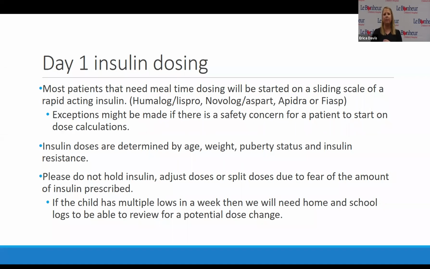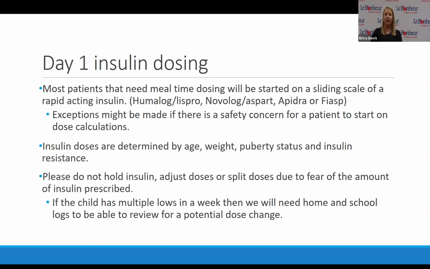These insulin doses are determined by their age, weight, puberty status, and insulin resistance, and they are tailored specifically to that child. And so we really do want you to go off of the orders. And if you're having issues with those orders, if they're dropping low, we need to know. The family needs to let us know, because we need to adjust that.